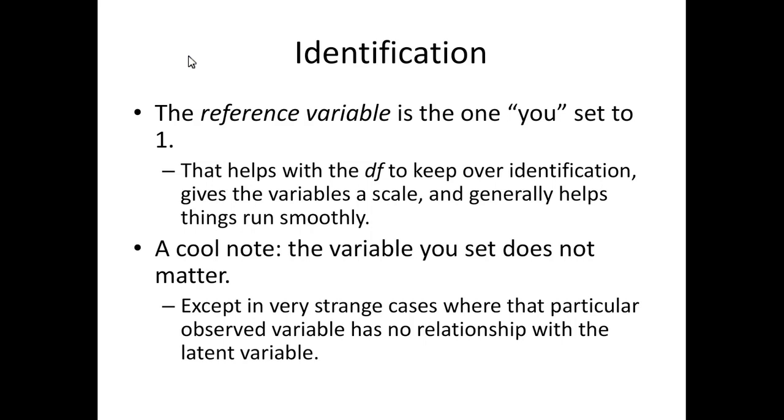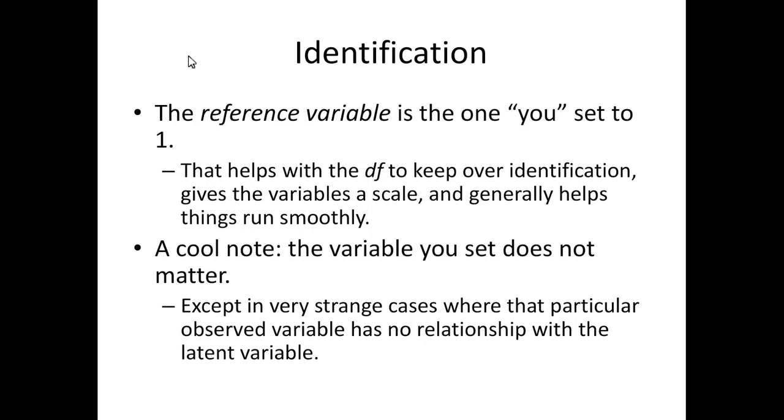You don't have to scale this way. You can actually scale in slightly different ways, but we'll get into those more when we're actually typing the models. So with identification, you have to scale in some form. You can either scale by setting a reference variable to 1 or setting the latent variable variance to 1. Both are fairly popular. I think reference variables are more popular because that's the default. But you have to do some sort of scaling, and that helps with identification and scaling.